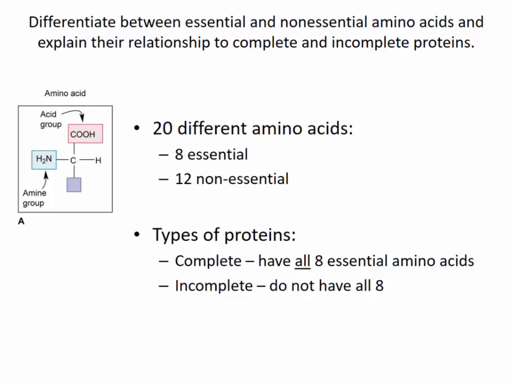This would be important in terms of dealing with a patient who might be vegetarian or vegan. The types of food that they eat have incomplete proteins only, and therefore they need to eat a mix of different types of vegetables and plants and beans and so on in order to get all 8 of the essential amino acids and have a healthy diet.